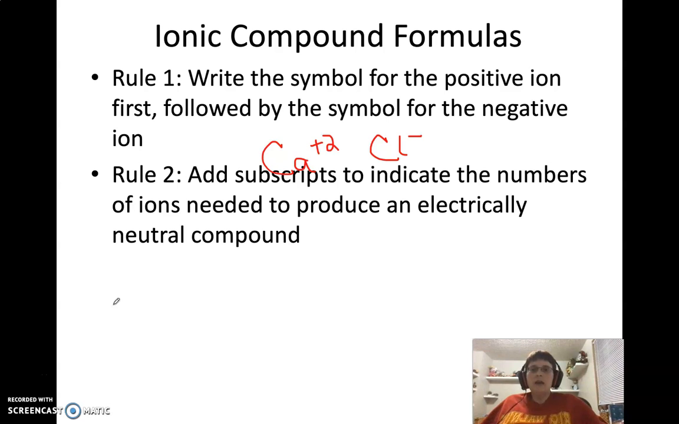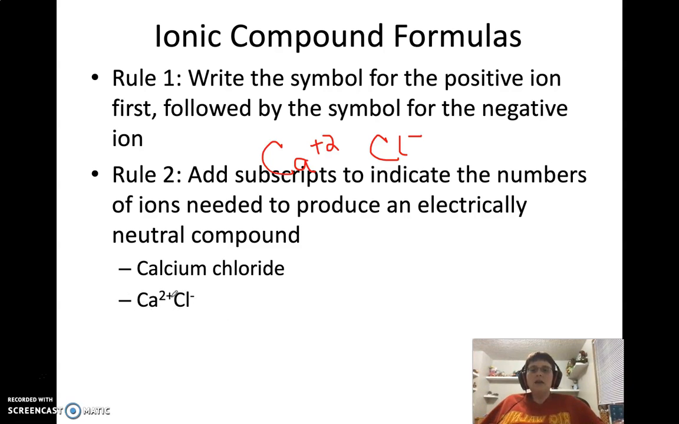And then what we're going to do is add the subscripts in order to indicate the numbers of ions we need to produce an electrically neutral compound. So remember that these have to cancel each other out. I actually couldn't remember which one I used. So calcium chloride, we've got calcium chloride. So there we've got it written out nice and neatly.